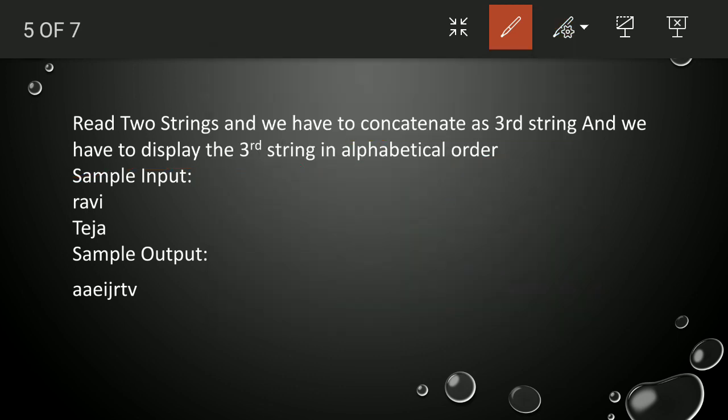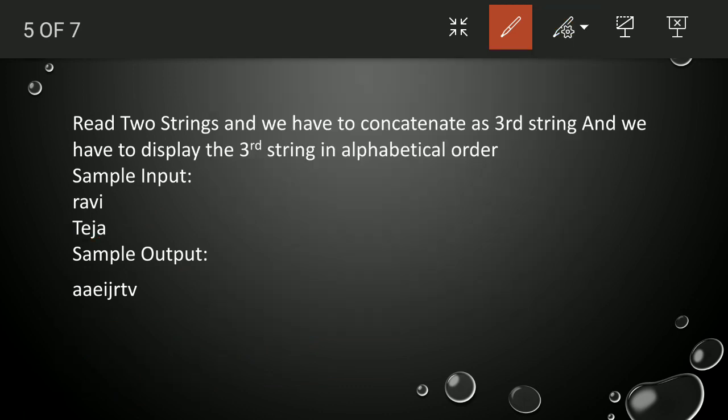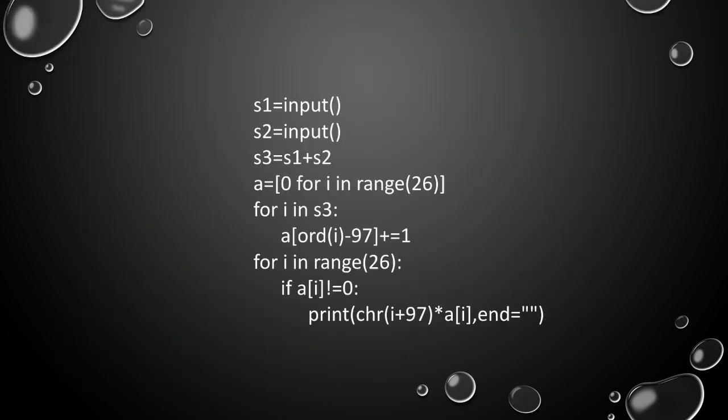See here, Ravi Teja is there. What will be our output? We need to concatenate. After concatenation into the third string, our output will be Ravi Teja. But we want Ravi Teja in alphabetic order. So A will be first, then E, I, J, R, T, V. So it will be in the alphabetic order we want. How will we do it? Good question. This is a good question.